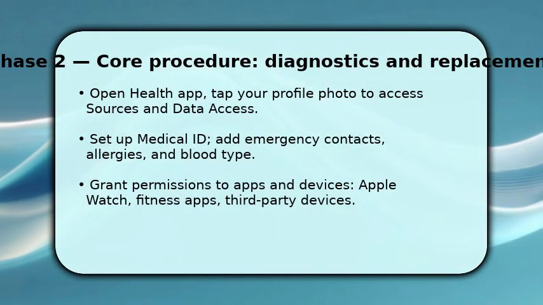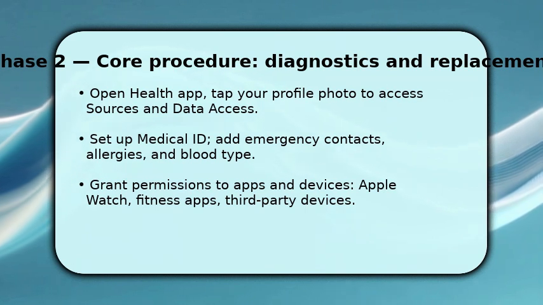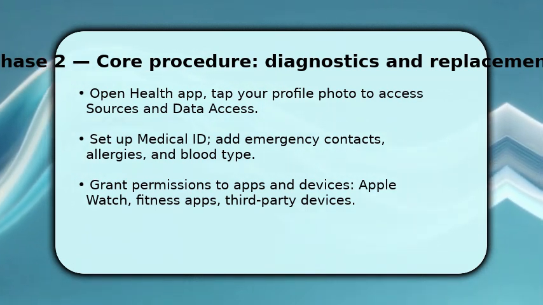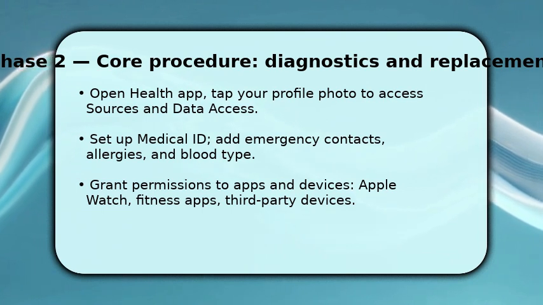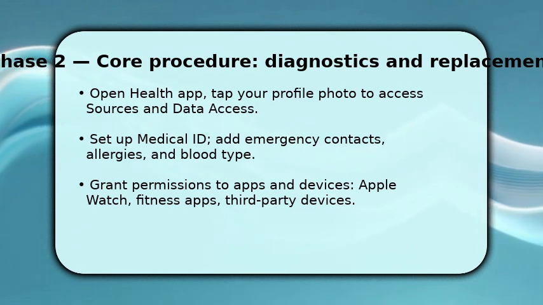Next, you'll enable and personalize the Health app itself. Open Health, tap your profile in the top right, then review data access and devices to connect Apple Watch or third-party trackers. Tap Edit to choose which data categories apps can read or write. This controls privacy and accuracy.